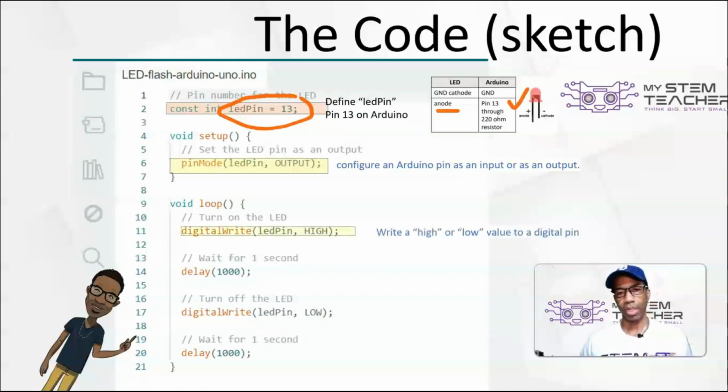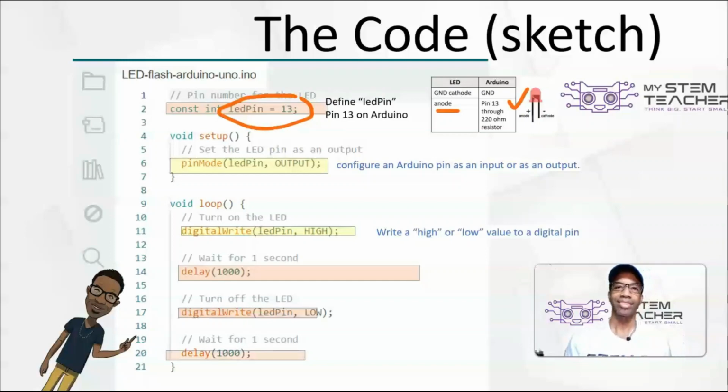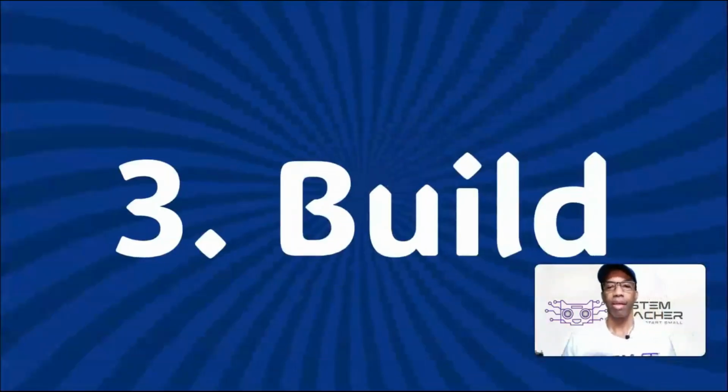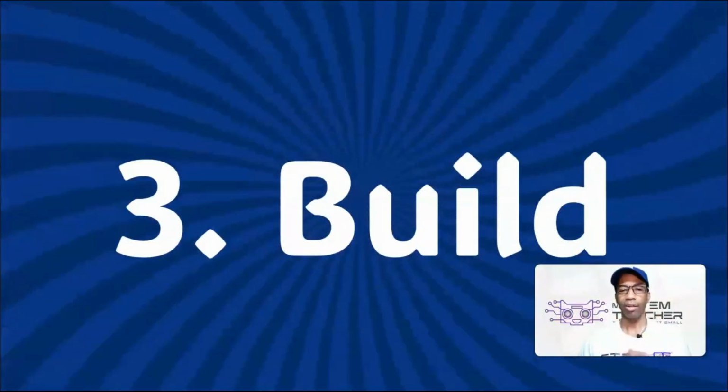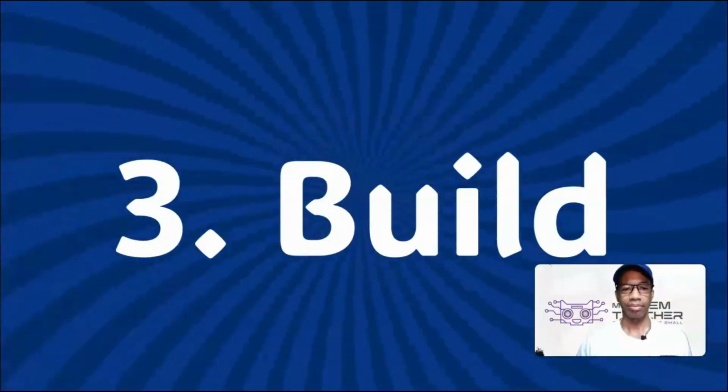Now we're in the void loop section. We're going to run this repeatedly. So what we're going to do is we've said, hey, pin number 13, LED pin, output. Well, now we're going to write to that pin a high. Light comes on, wait a second, write to that pin low, light goes off, wait a second, repeat. All right, that's the code. So now it's time to build our project.